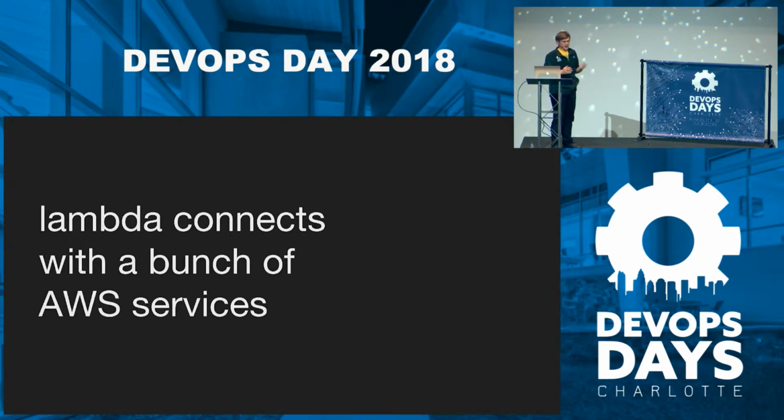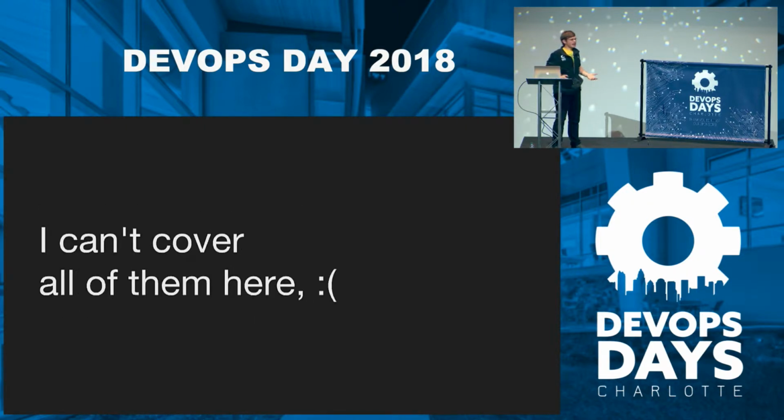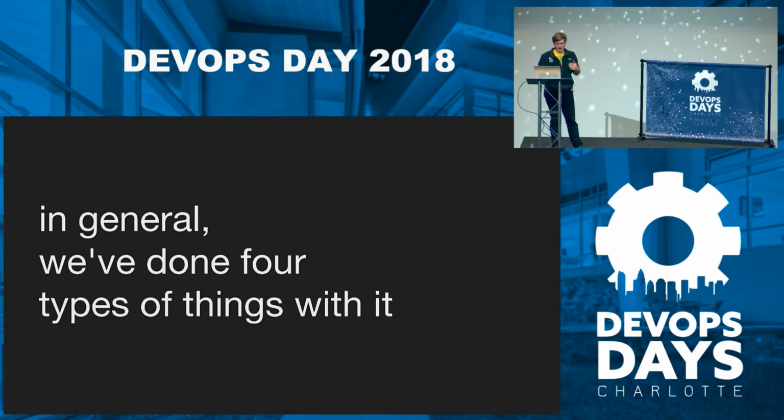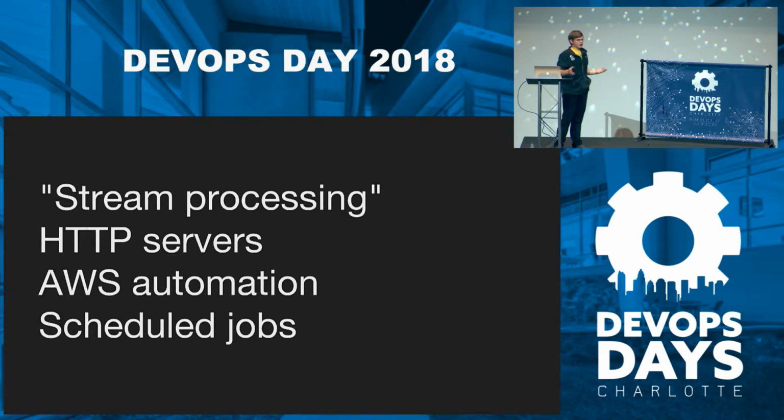But the way I'll talk about this is by talking about some of the things that we've done with Lambda. And to get there, I'll say Lambda connects with a bunch of Amazon services. Unfortunately, I can't cover them all here because you would need to learn a lot of different things for that to be effective. But in general, we here at Red Ventures have done 4 types of things with Lambda. We've done stream processing work, we've built HTTP servers, we've done AWS automation, and scheduled jobs.